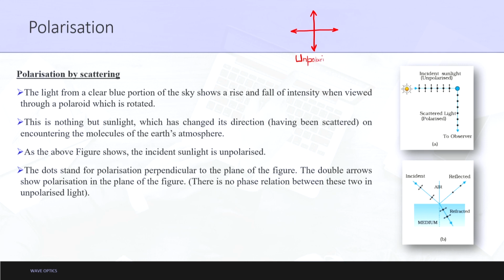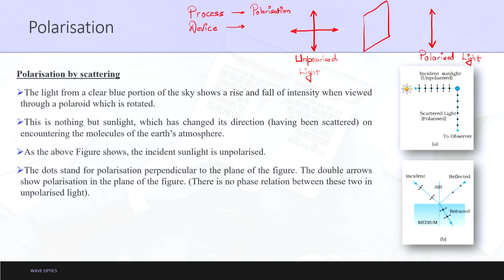Let us suppose this is the device through which this light passes, used to convert it. We get displacements in only one direction. Let us suppose the direction is above and below. So, this is nothing but polarized light. This complete procedure of conversion of unpolarized light into polarized light is called polarization. The process is called polarization, and the device which is used for polarization is called a Polaroid.